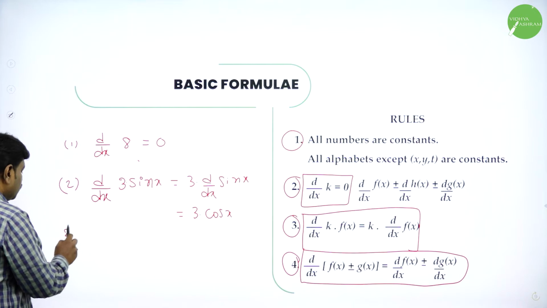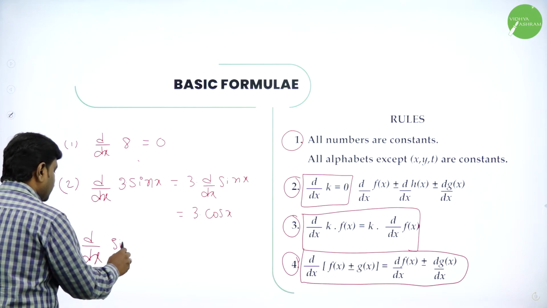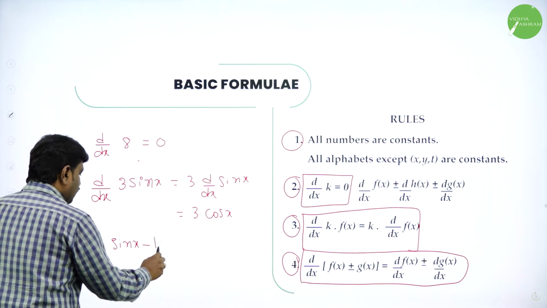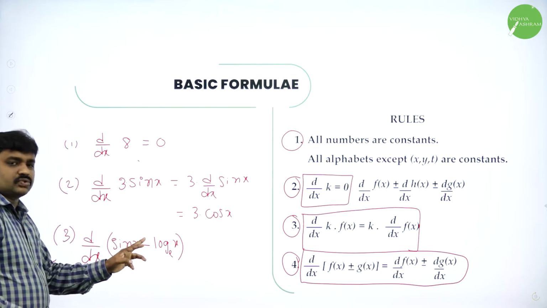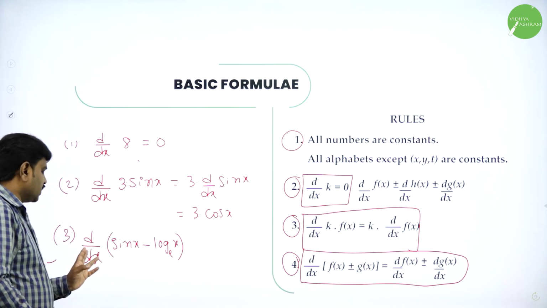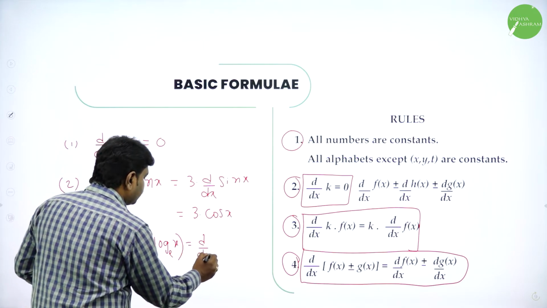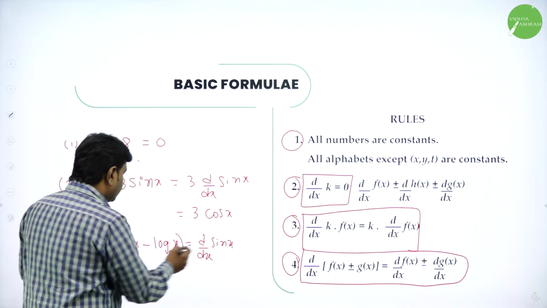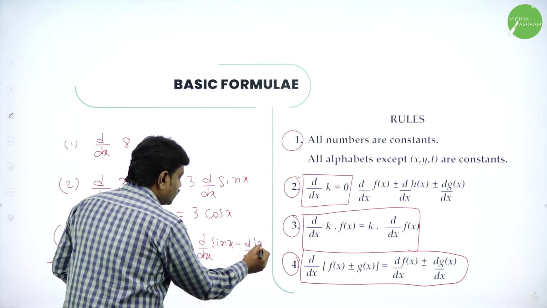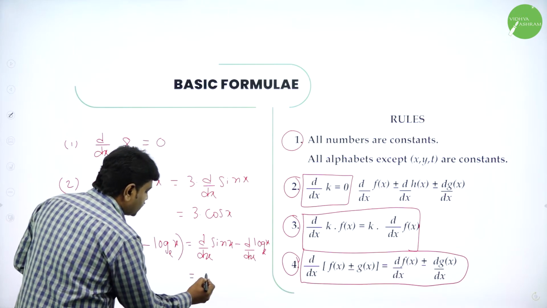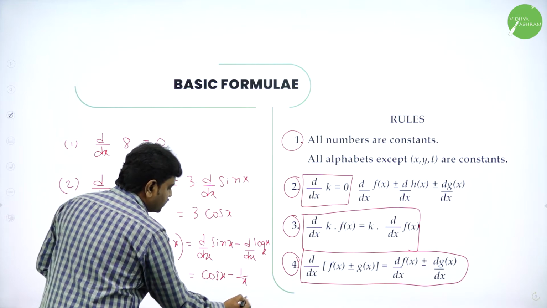And the fourth rule. Suppose I have d by dx of sin x minus log x. There are two functions here, sin x and log x. So you have to apply differentiation to both. Then it will become d by dx of sin x. In between, what is the sign given? Minus. So minus d by dx of log x. That's it. And you know d by dx of sin x is what? Cos x. In between minus, and what is d by dx of log x? 1 by x. This is the answer.